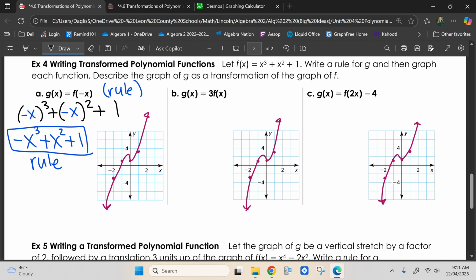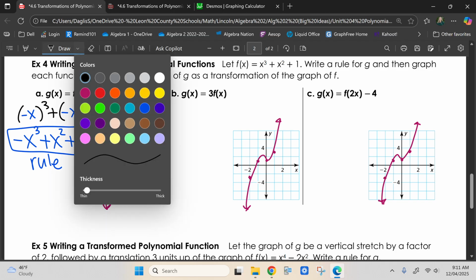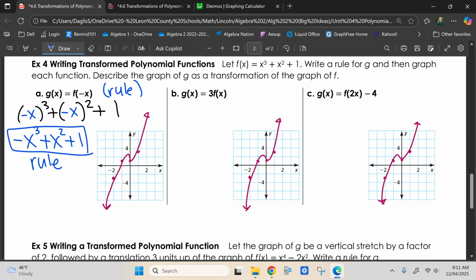What transformations occurred? When I changed all my x's to negative x's, what did I do? I flipped. What did I flip? The x or the y? I flipped the x, which means I'm reflecting over the y-axis. So all of my x's change their sign. It literally happened in the equation. It's going to literally happen on my graph.